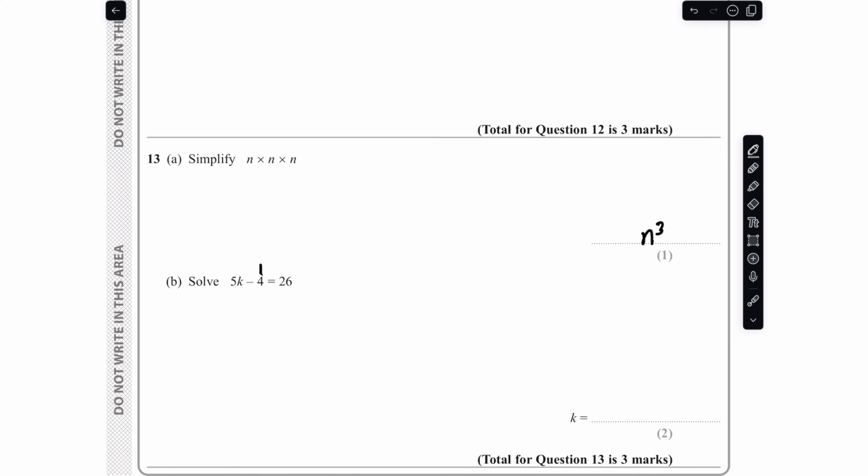So the first thing you need to do is add 4 to both sides. And so minus 4 and 4 will cancel, and that will leave you with 5k. And 26 plus 4 equals 30. Therefore, to obtain k, we can divide both sides by 5. So 30 divided by 5 gives us 6. So the final answer for 13b is 6.